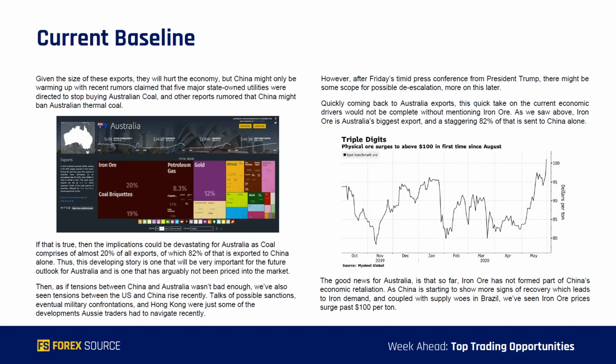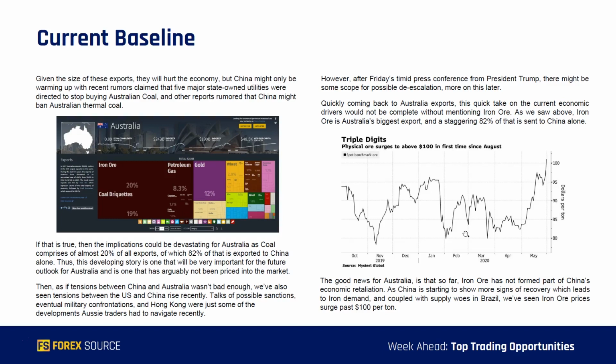Then, as if tensions between China and Australia wasn't bad enough, we've also had further brewing tensions between the US and China. Talks of possible sanctions, possible eventual military confrontations, and Hong Kong were just some of the developments that Aussie traders had to deal with recently. However, after Friday's more, let's call it timid response from President Trump, there might be some scope for possible de-escalation, but we will touch on that a little bit later.